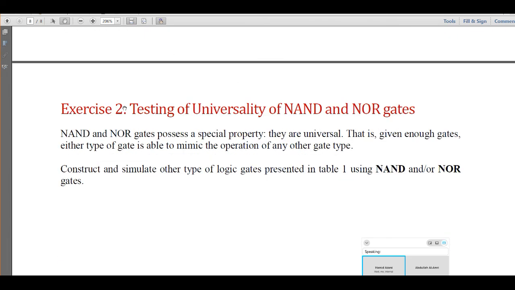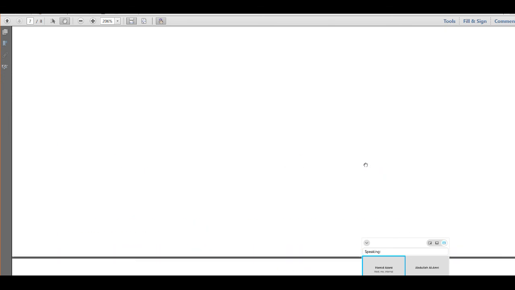In the other exercise, I'm asking you for universality. I need you to implement all of the gates using NAND and all of them using NOR. This is another exercise to be done. So you can build an AND gate using NAND, using NOR, and so on. OR gate using NAND and using NOR, and so on. So 2 exercises to create your lab report.